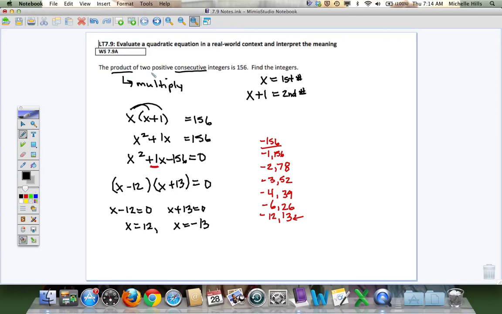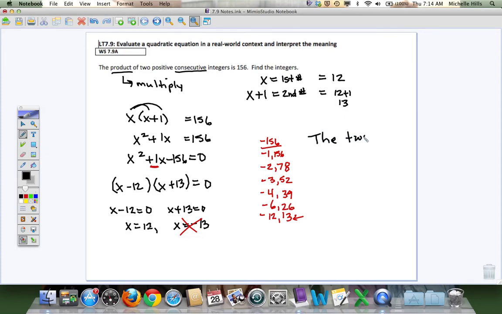They want two positive consecutive integers that I can multiply to be 156. So in the context of this problem, this negative one makes no sense, because it has to be a positive consecutive integer. So my first number is x, which is 12. My second number is x plus 1, so that's 12 plus 1, which is 13. Then I answer the question using a complete sentence.